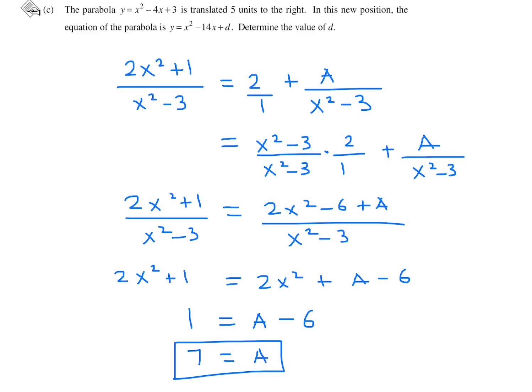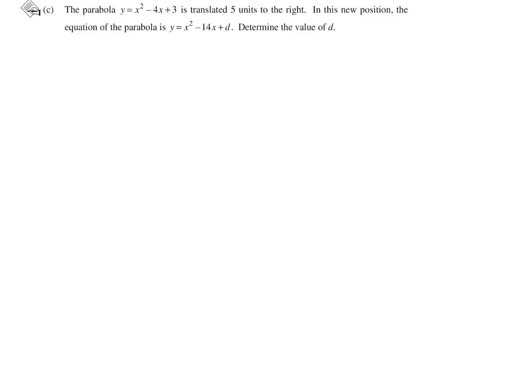Part C. The parabola y is equal to x squared minus 4x plus 3 is translated 5 units to the right. In this new position, the equation of the parabola is y equals x squared minus 14x plus d. Determine the value of d.